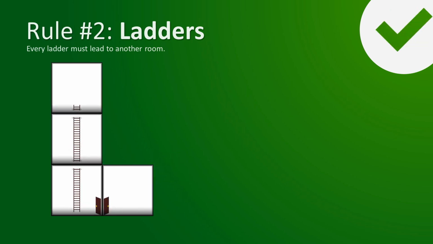We also have ladders that go up and down. They don't need their own rule because the same principle still applies to them. Our final rule involves gravity. A house can't have any floating rooms.